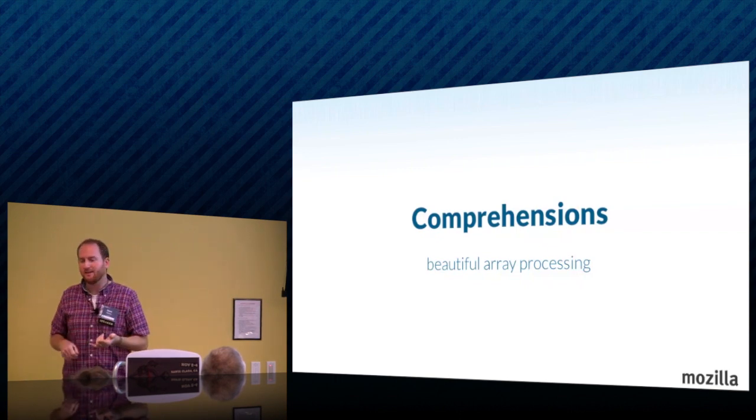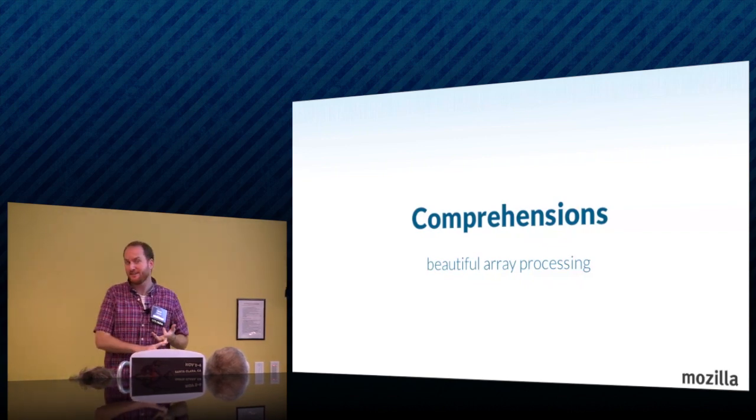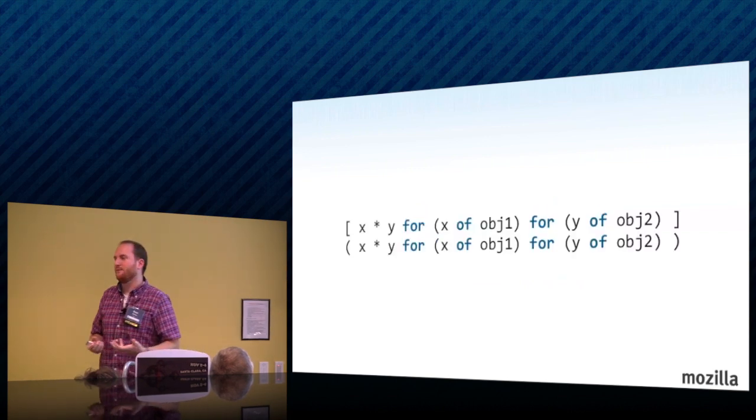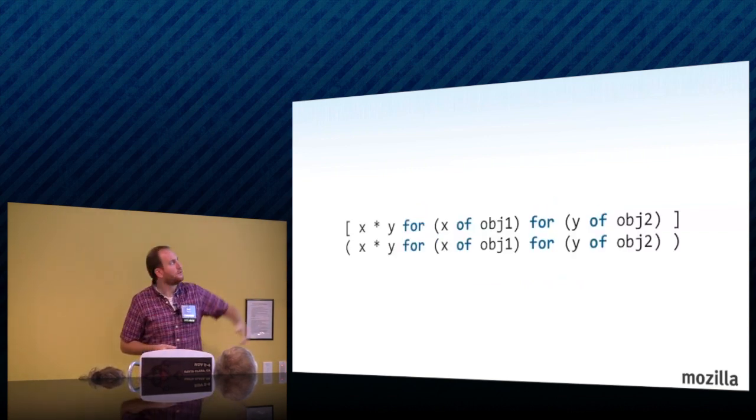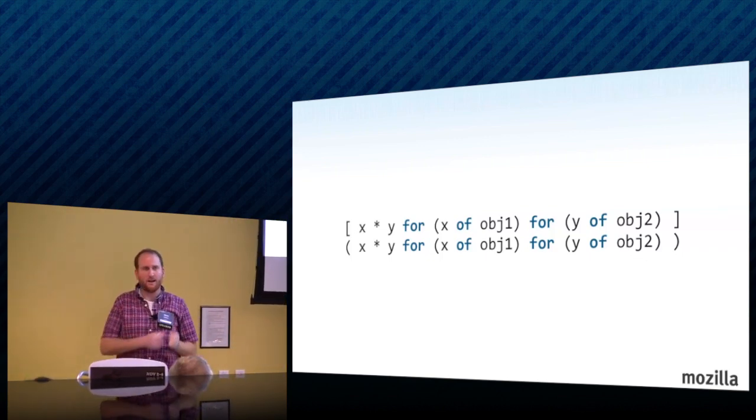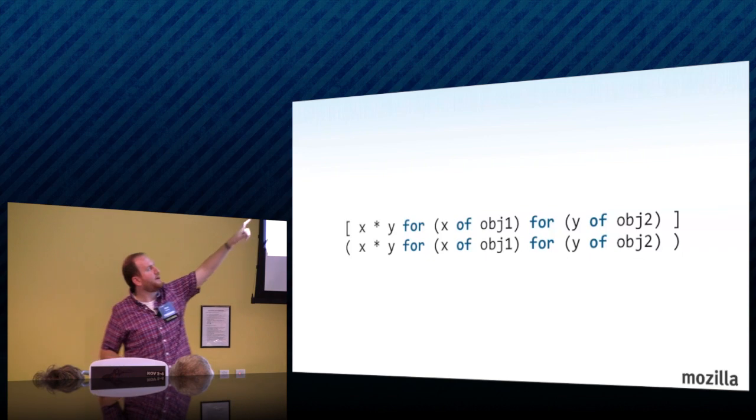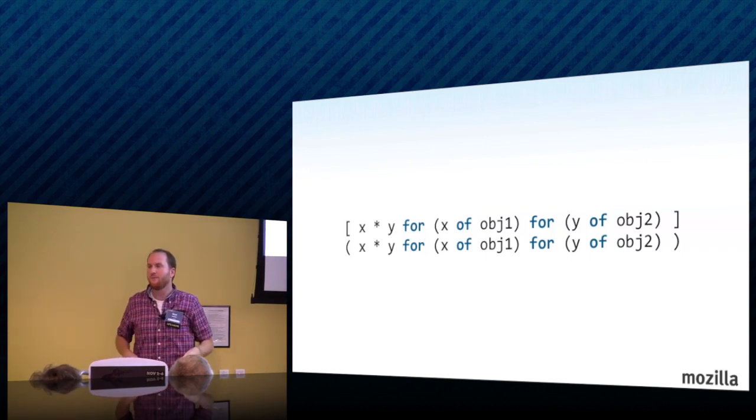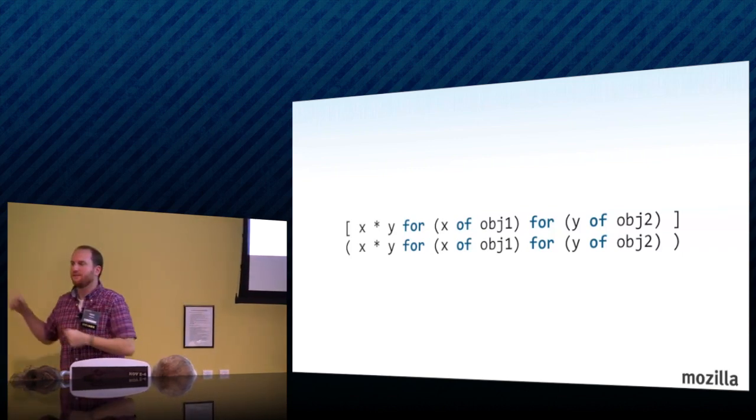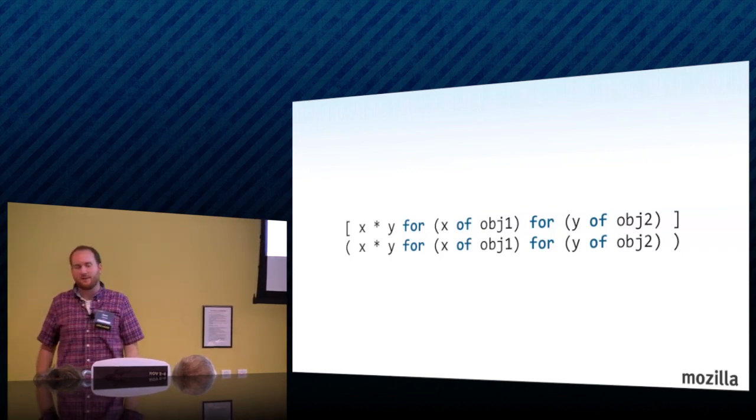So comprehensions, anybody who's familiar with CoffeeScript or Python or even Haskell, these might look familiar. These are just a really beautiful and elegant way of doing array processing. So this first version here that has the square brackets is saying, I'm going to create an array whose elements are the multiplication of x times y, where x is pulled out of some iteration over object 1, and y is pulled out of some iteration over object 2. So it's sort of doing a map over these two different functions and automatically producing a new array. This is a really elegant way of doing array processing.